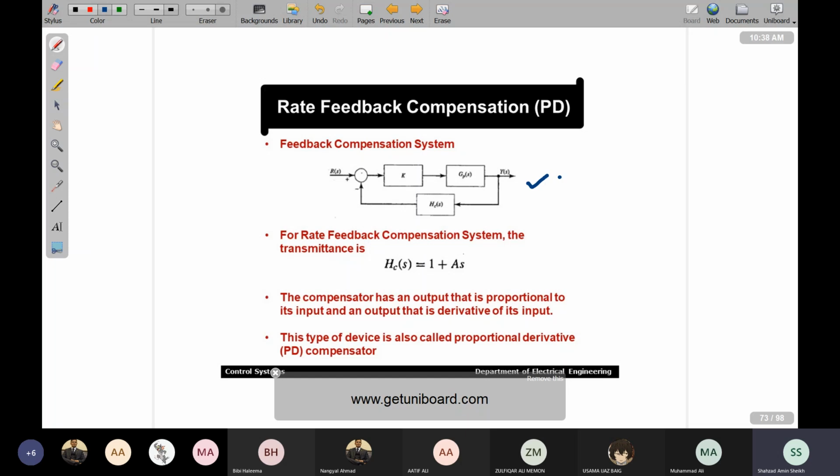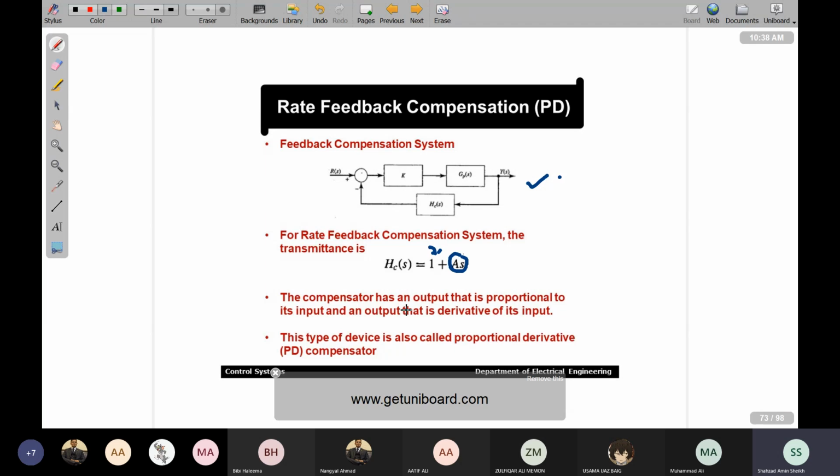So for this rate feedback compensation system or proportional derivative system, the transmittance is HCFS जो है that is 1 plus AS, and the compensator has an output that is proportional to the input and an output that is derivative of its input. So this component, ये वाला जो portion है, that is creating the derivative and that is giving you the proportional component. ठीक, because of the derivative component in the output, the type of device or the controller is called proportional derivative compensator or proportional derivative controller.